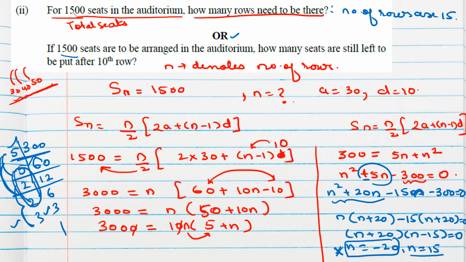Okay. Now this question we will do. 1500 seats are to be arranged in the auditorium. So how many seats are still left to be put after 10th row? This I will write in the next slide.